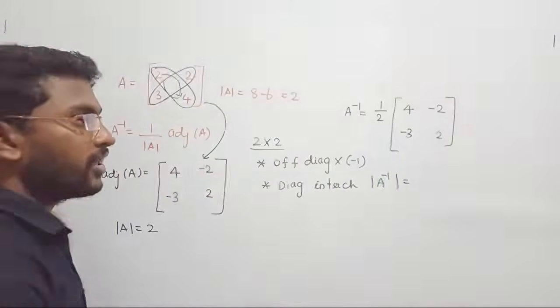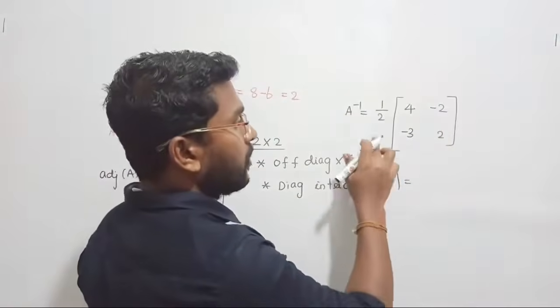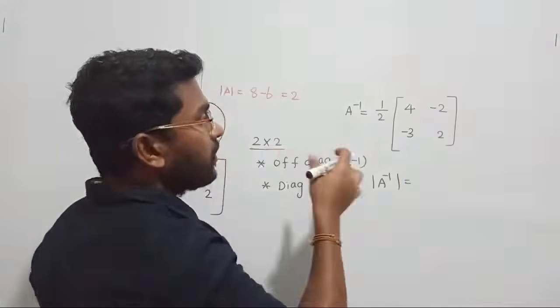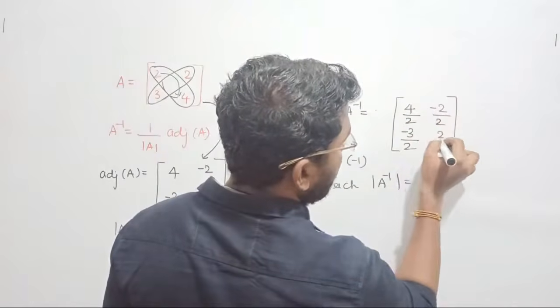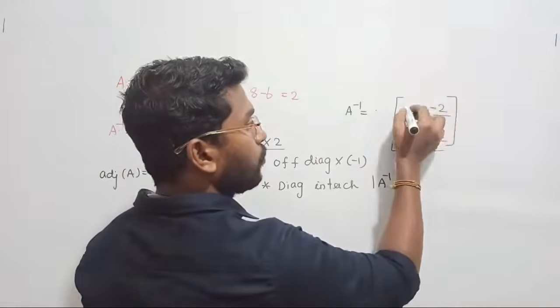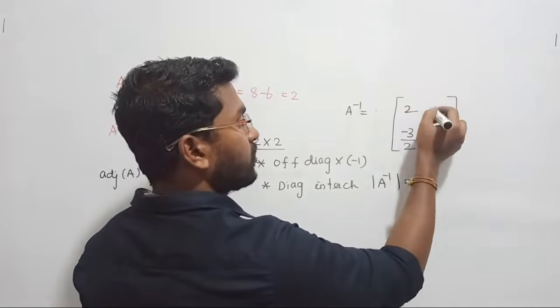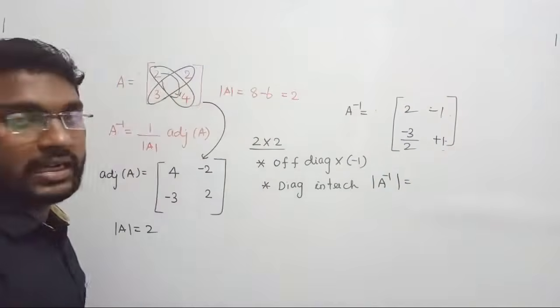Find out the determinant. For that, you multiply the factor outside by this 2, pass this 2 inside. If I pass 2 here inside, right, then what will happen? This 4 is getting divided by 2, this 2 is getting divided by 2, this 3 is getting divided by 2, this 2 also getting divided by 2, such that 4 by 2 will become 2, minus 2 by 2 will become minus 1, minus 3 by 2 stays minus 3 by 2, and the last becomes plus 1. Find out the determinant now.